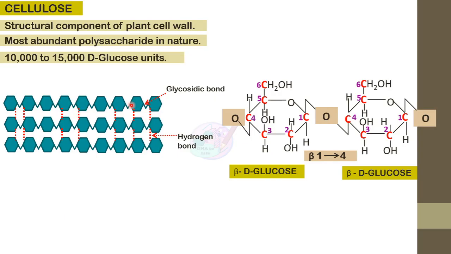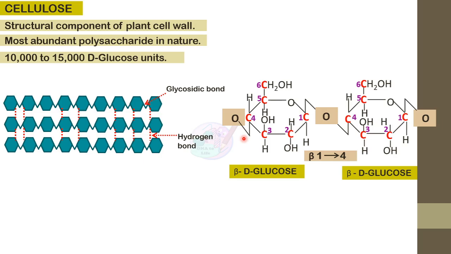Next one is cellulose. Unlike glycogen and starch, cellulose is a structural polymer. It's not a storage carbohydrate. This is the structural component of the plant cell wall. This is the most abundant polysaccharide in nature. About 10 to 15,000 D-glucose units join together to form cellulose. Many glucose polymers align parallel to each other, and they join together with hydrogen bonds, and they form a sheet-like structure and form cellulose microfibrils.